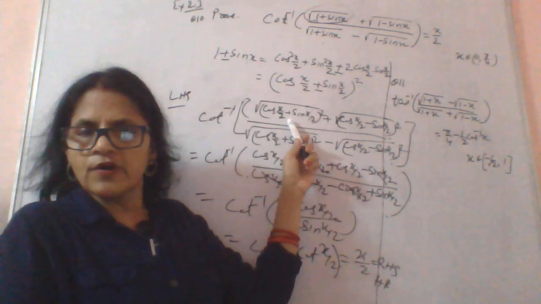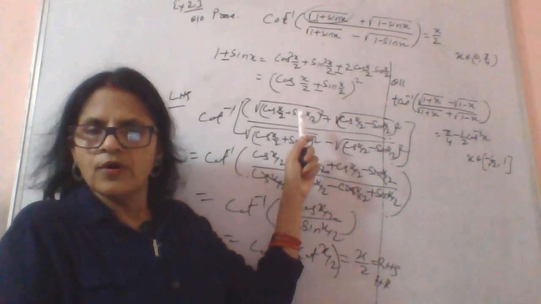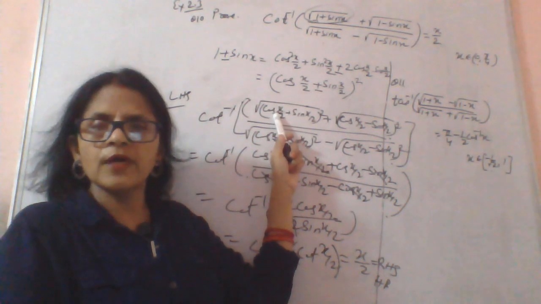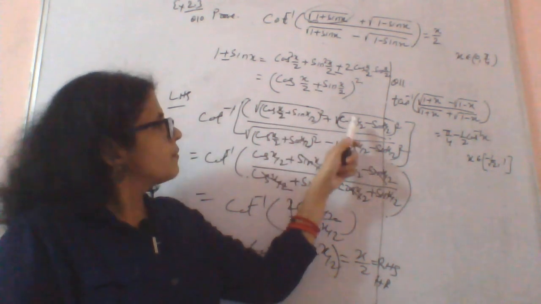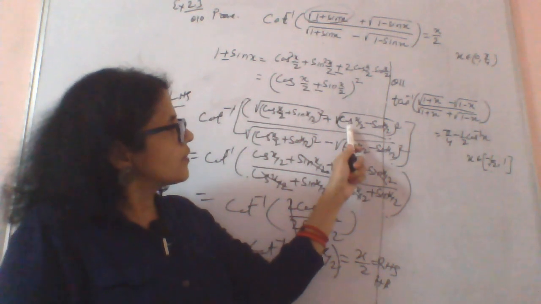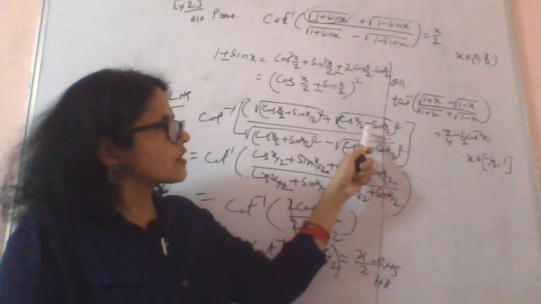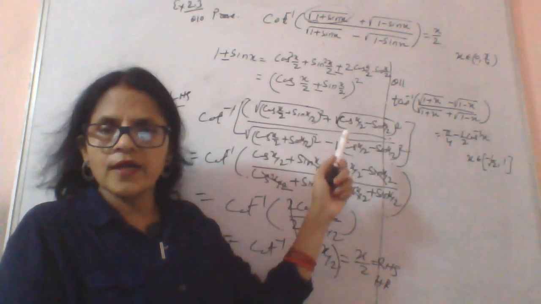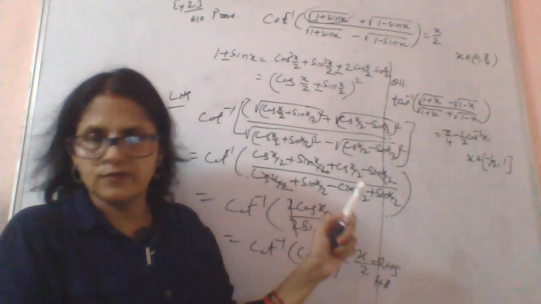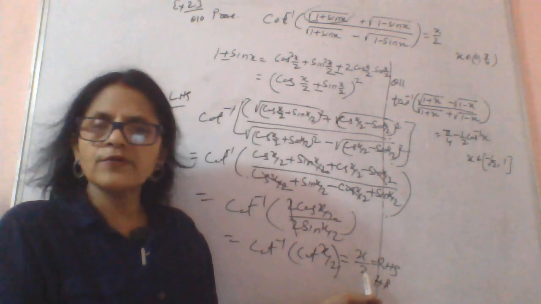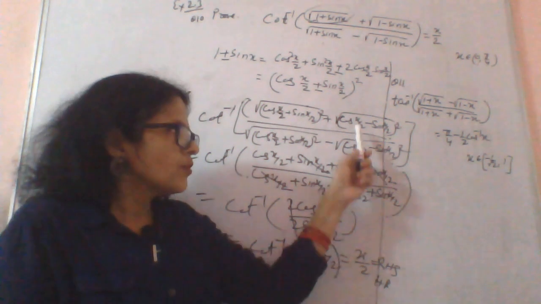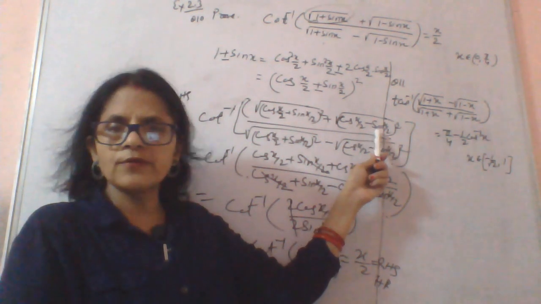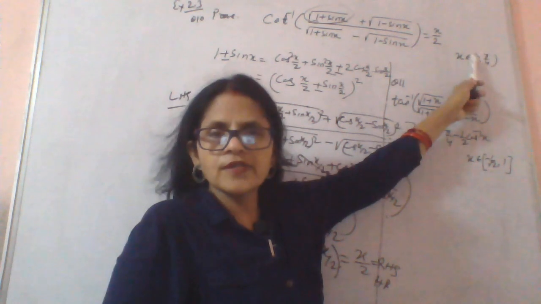Whether you write here cos x by 2 plus sin x by 2 or sin x by 2 plus cos x by 2, you don't have any problem. You could have written either. But for this, if we write here in place of cos x by 2 minus sin x by 2, sin x by 2 minus cos x by 2, we will not get x by 2 directly. And also, why are we writing cos x by 2 minus sin x by 2? It is because of this restriction.